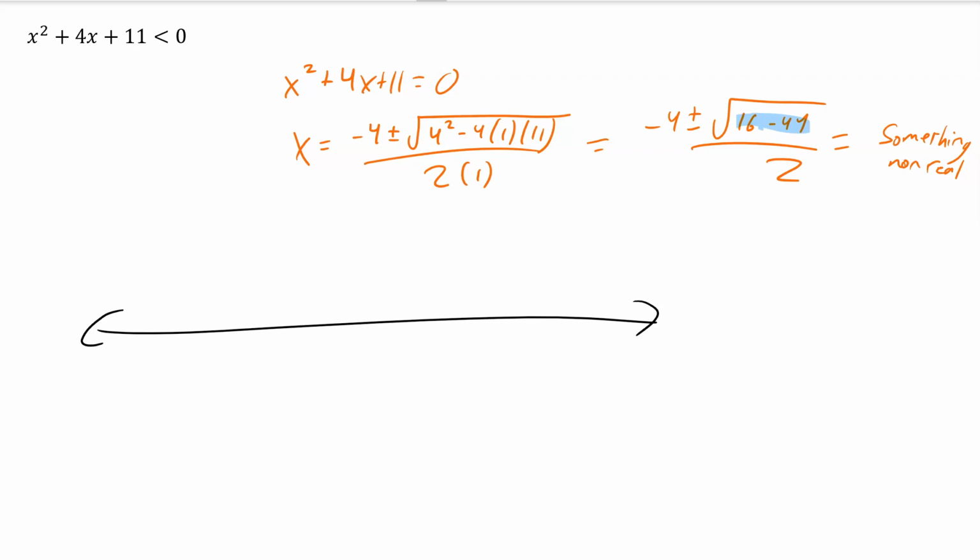So, no problem. I don't end up putting anything on my number line. My number line is one giant region. It's not broken up into multiple regions. It's just one region. So I could try literally any number I want. Plug it into here, see if it makes it true.